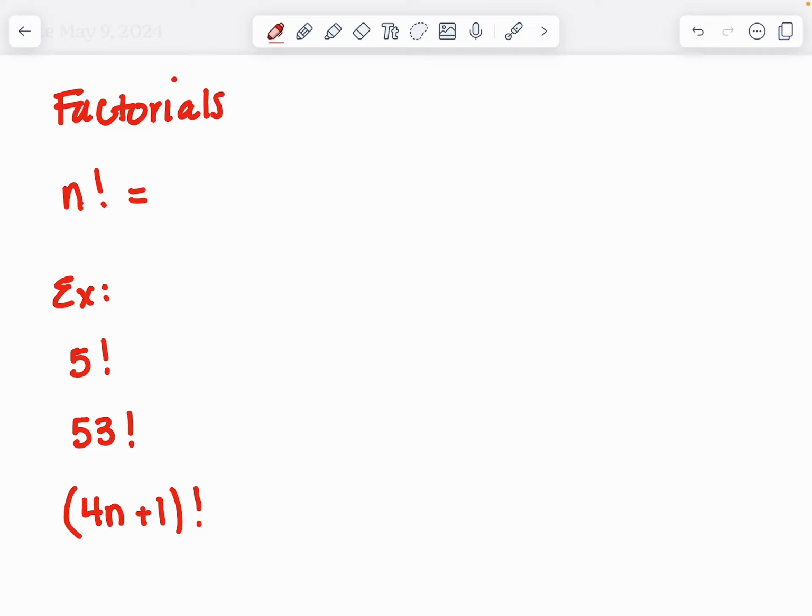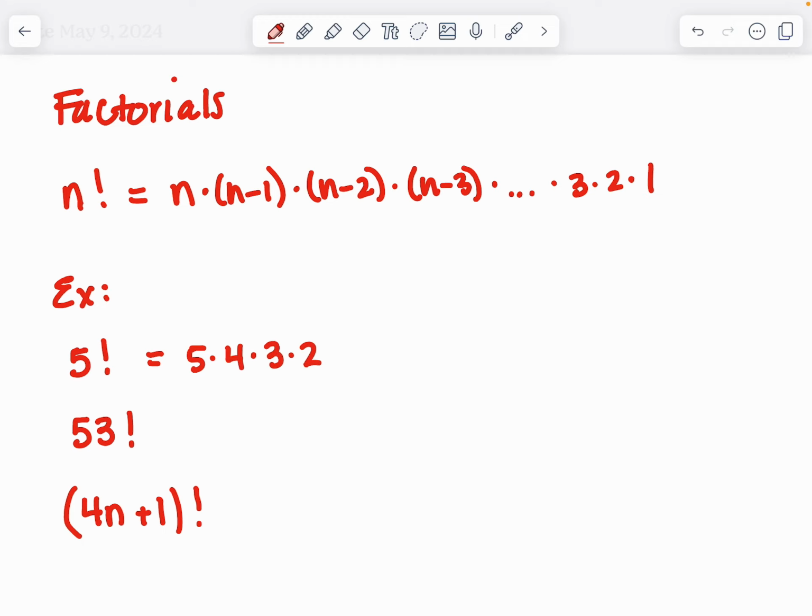So the first thing is what does n factorial mean? So n factorial is n times n minus 1 times n minus 2 times n minus 3 times ... all the way down till you see 3, 2, 1. Now, if n is only 3, then we would start at 3, 2, 1. But this would just kind of imply that n is greater than that number. And it's the product of all whole numbers less than n. So for example, 5 factorial is 5 times 4 times 3 times 2 times 1.